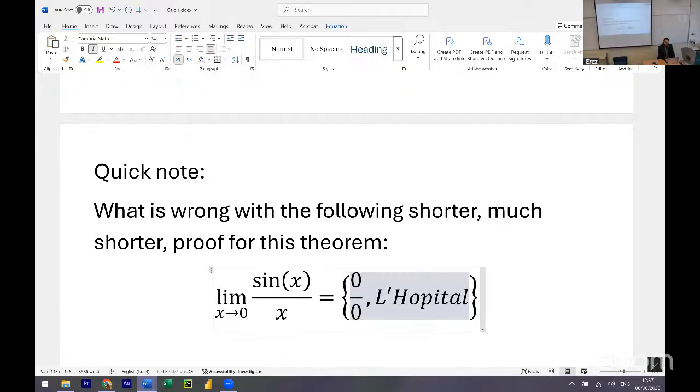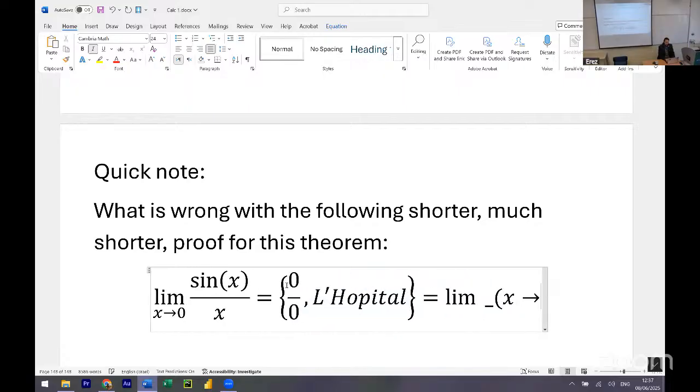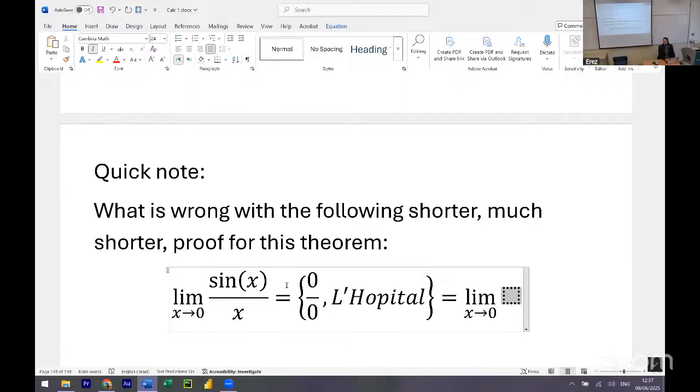L'Hopital, which gives us, and whoever is not familiar with L'Hopital rule, it means that when we have 0 over 0 or infinity over infinity, we can take the quotient of the derivatives instead of the original function. So instead of the quotient between sine of x and x, we take the quotient of their derivatives.